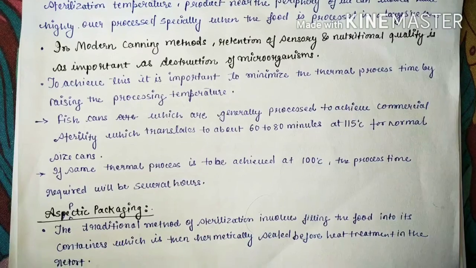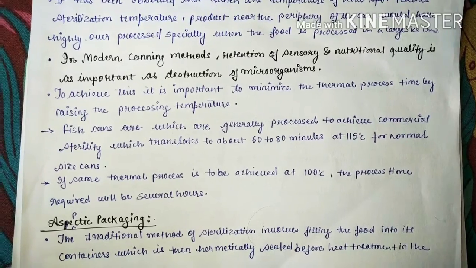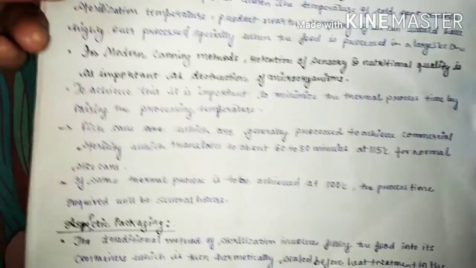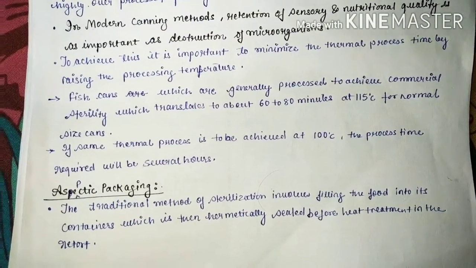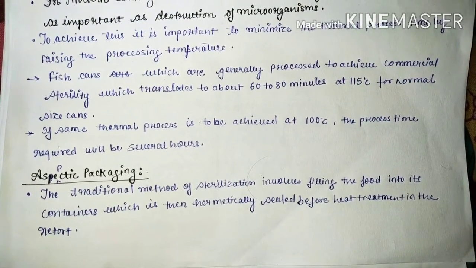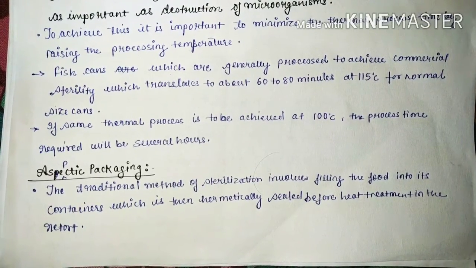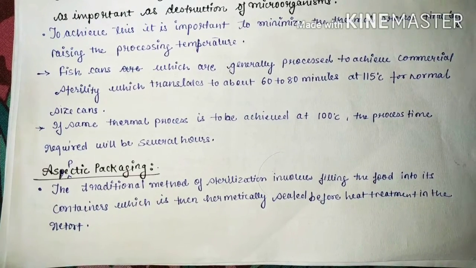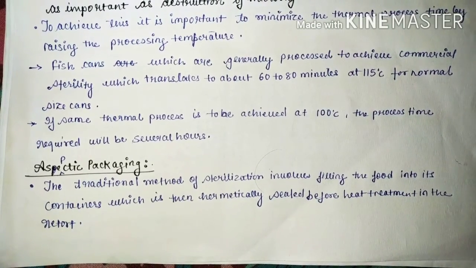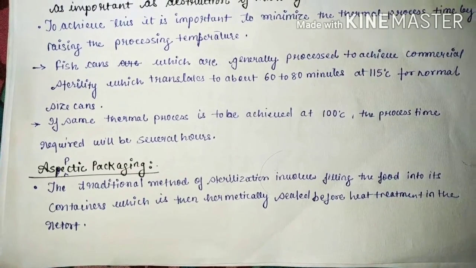In modern canning methods, retention of sensory and nutritional quality is as important as destruction of microorganisms. To achieve this, it is important to minimize the thermal process time by raising the processing temperature. Fish cans are generally processed to achieve commercial sterility, which translates to about 60 to 80 minutes at 115 degrees Celsius for a normal size can. If the same thermal process is to be achieved at 100 degrees Celsius, the process time required will be several hours.